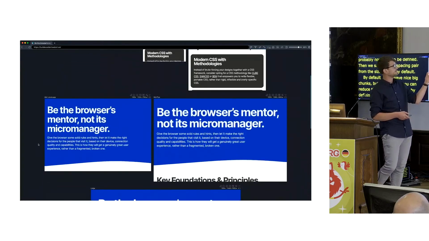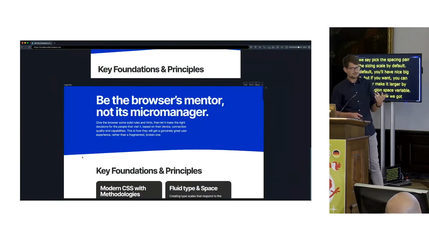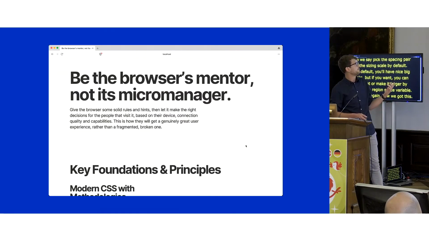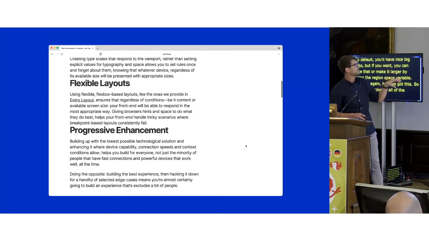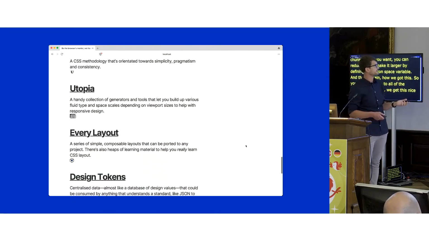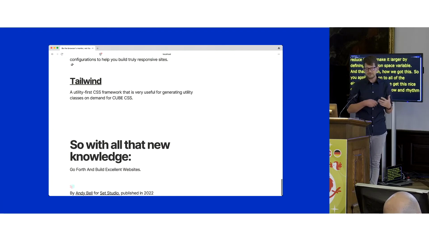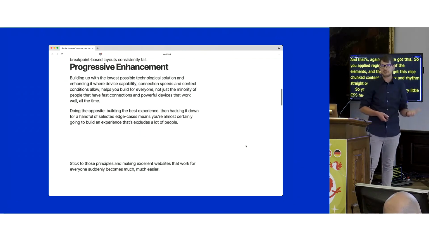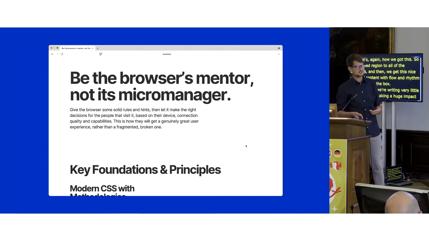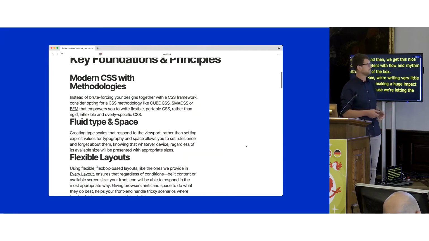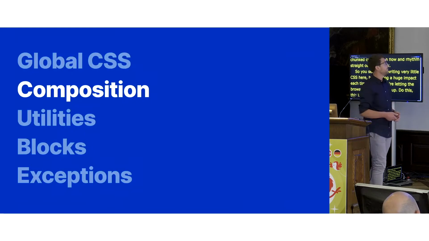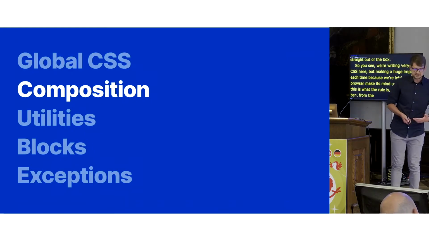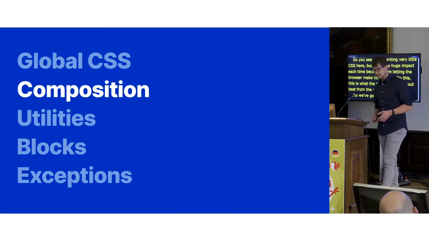And that's, again, how we got this. So we applied region to all the elements. And then we get this nice chunked content with flow and rhythm straight out of the box. So you can see we're writing very little CSS here, but we're making a huge impact each time because we're letting the browser make its mind up. We're saying, look, do this. This is what the rule is. You work out what's best based on the viewport. So we've got that foundation in place. Now we can start to look at our compositions and our layouts.